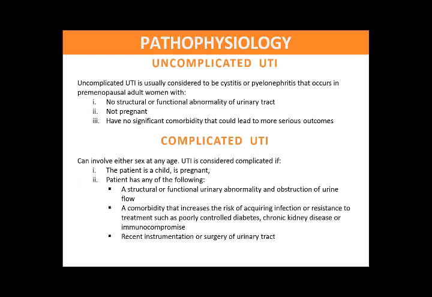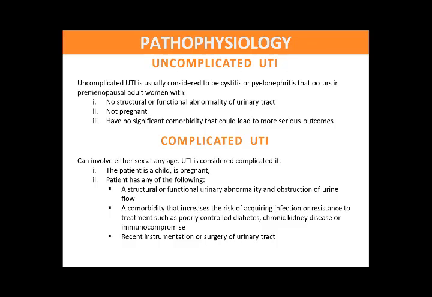Now, if we talk about uncomplicated UTI, I told you the uncomplicated UTI host is one who does not have any structural or functional abnormality of the kidney itself, but has infection on a normal renal tract. So uncomplicated UTI is usually considered to be cystitis or pyelonephritis that occurs in pre-menopausal adult women with no structural or functional abnormality of the tract. They are not pregnant and have no significant morbidity. So usually this is the normal host which can have urinary tract infection.